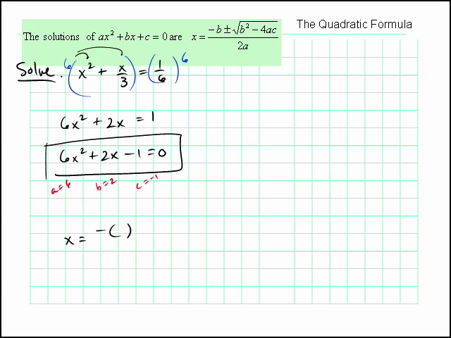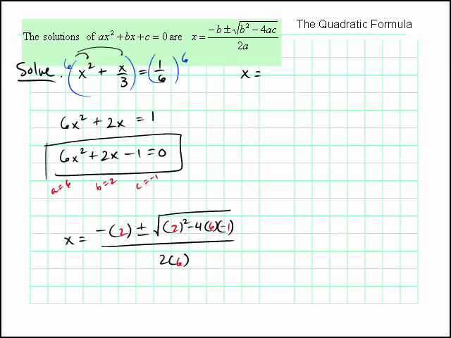Here's our quadratic formula: negative b plus or minus the square root of b squared minus 4ac, divide everything by 2a. Plug our numbers in. B is 2, which goes there and there. A is 6, and C is negative 1.